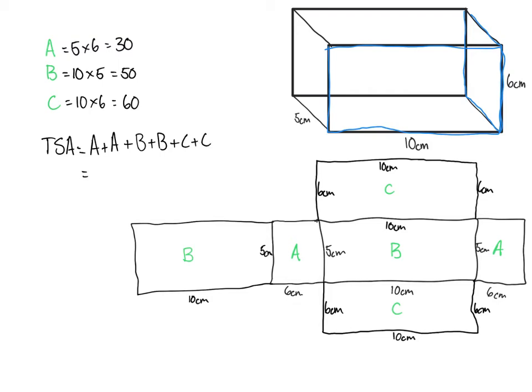So I would have 30 plus 30 plus 50 plus 50 plus 60 plus 60. So at this point, you can get your calculator out, and that totals to 280. So the total surface area of this particular object is 280 centimeters squared. And we know it's a squared unit of measurement because we use that when we're talking about area.